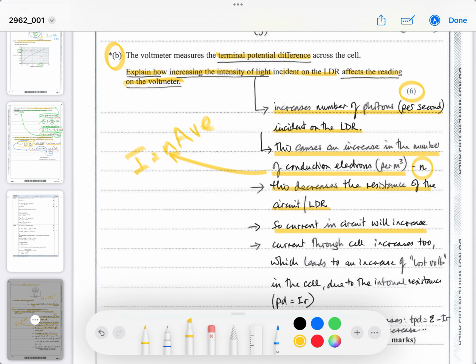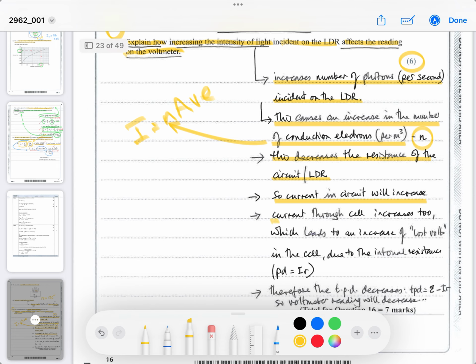And if your current increases, so this is why sometimes students get confused, if the current through the cell also increases, it leads to an increase of lost voltage inside the cell, because remember, a cell has internal resistance. So if the current is the same everywhere in a series circuit, you're going to get some PD across the internal resistance of the cell itself. And this is what's known as lost voltage.